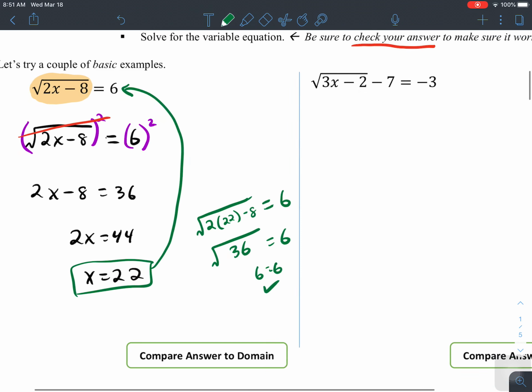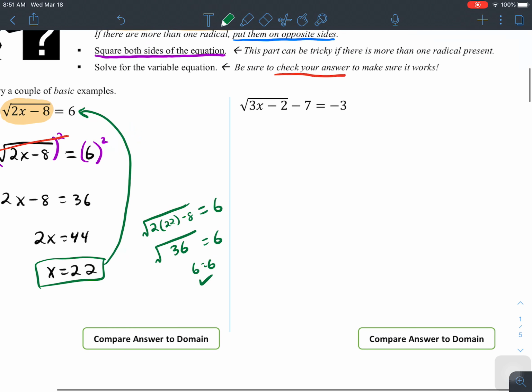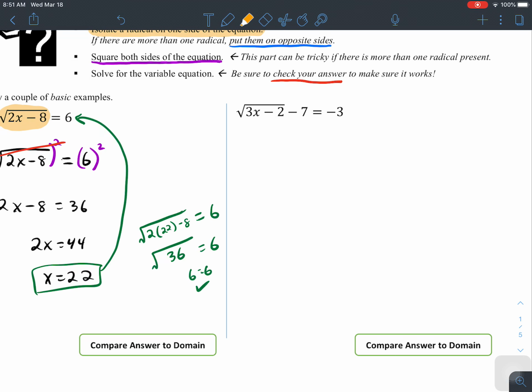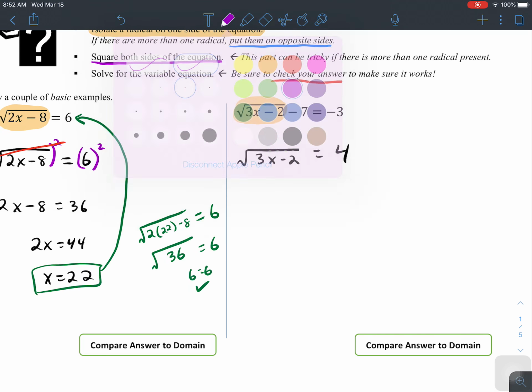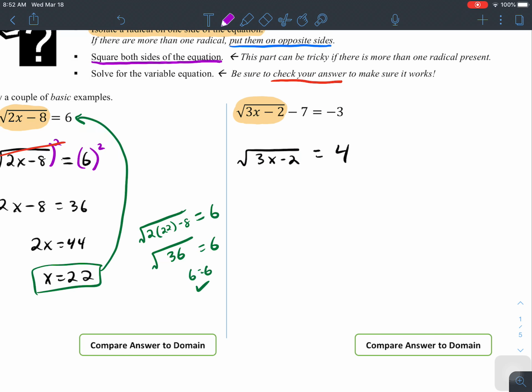Very basic problem. The other one isn't as bad, but the radical is not by itself. I'm going to highlight it, put a box around it, using a marker or colored pen, and separate it. And look, it has this minus 7 on the outside. I have to get rid of that first. So I'm going to add the 7 over to the other side. Now that radical is all by itself on the left side.